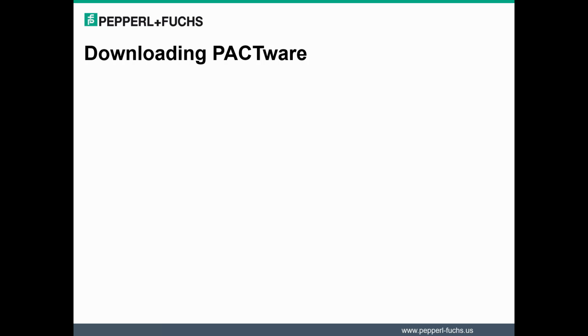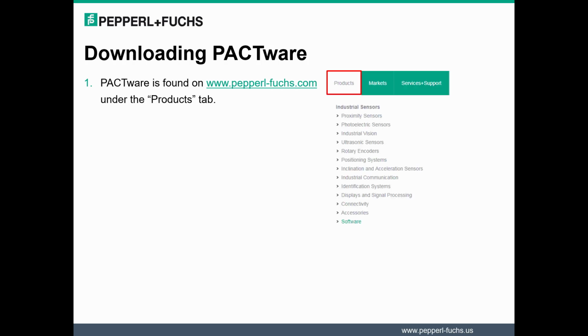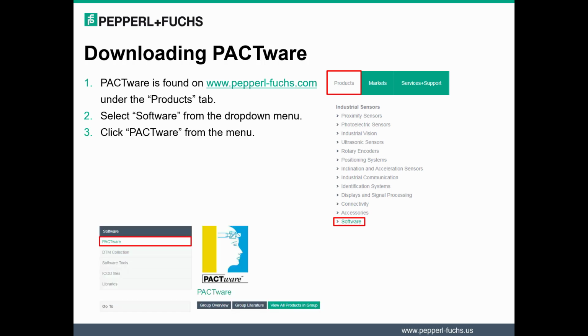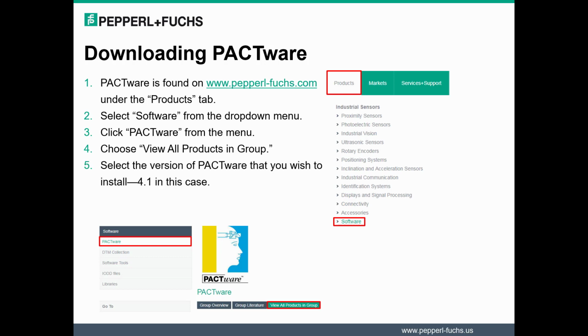and observe sensor readings. First, navigate to the Pepperl+Fuchs website and select the Products tab. Select Software from the drop-down menu. Click PACTware from the menu, followed by View All Products and Group. Select which version of PACTware you wish to install. In this example, we will be using 4.1. Click on the green Software tab and follow the setup after it downloads.